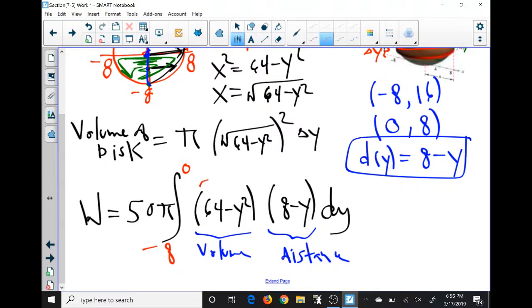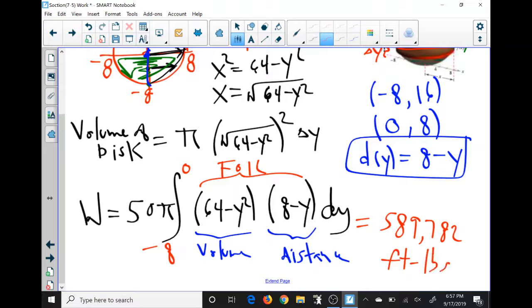And now you would FOIL these 2 together and then use your power rule to integrate. And when you complete this problem, you should find that you get 589,782 foot-pounds. And that's the example with the pumping oil out of a spherical tank.